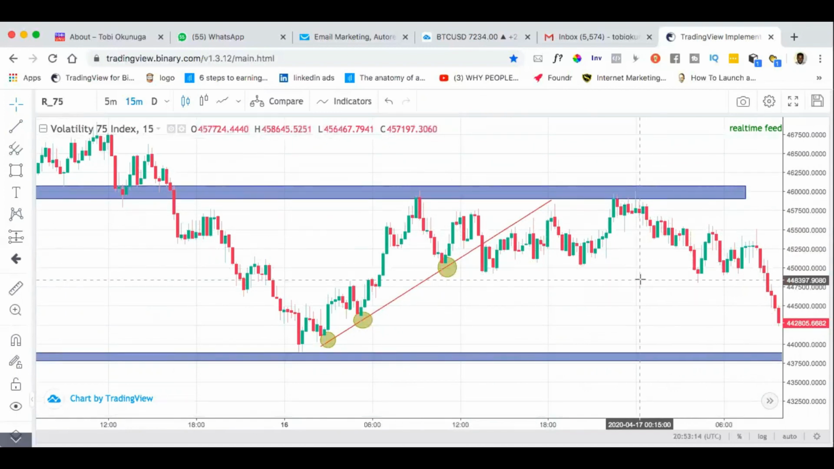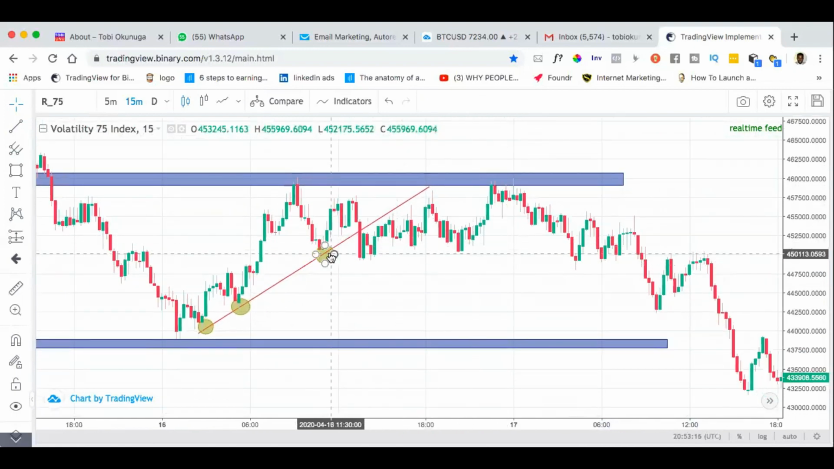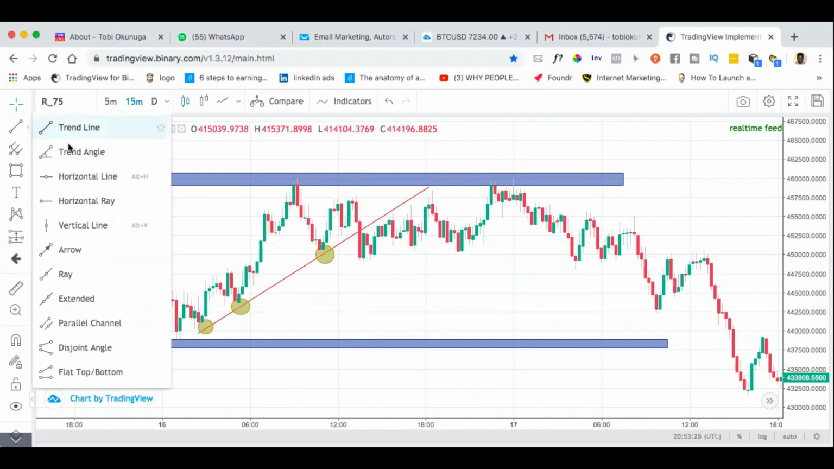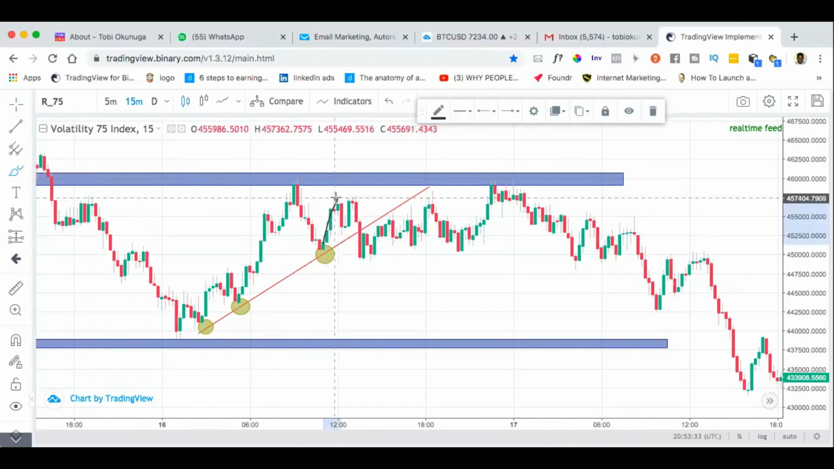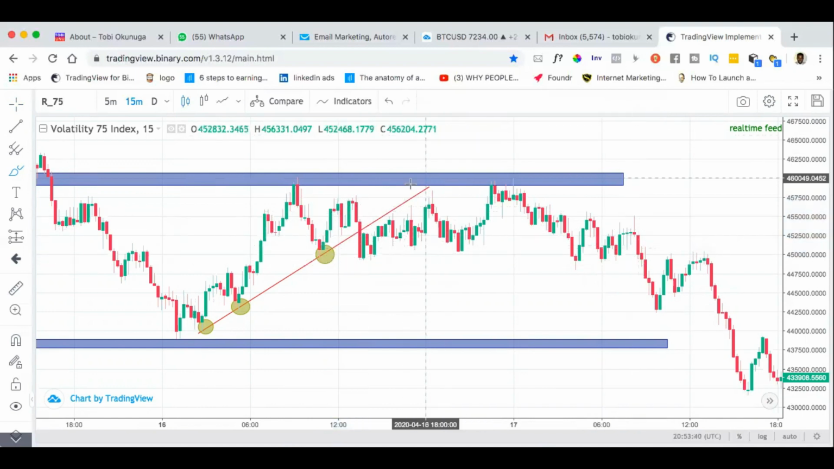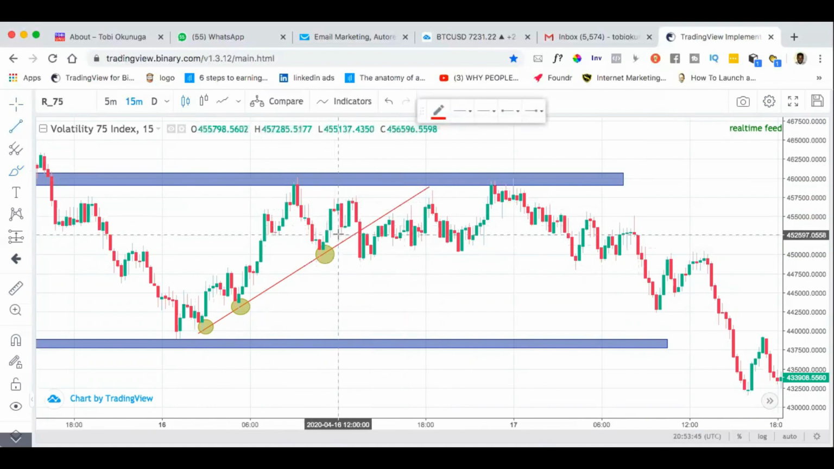So now I'm looking for an M pattern formation, which I have over here. So I'm going to draw this. Just to make you see it, this is M, as you can see, M pattern. So I have that pattern formed. I'll delete that. Let me draw my neckline. This is my neckline here.